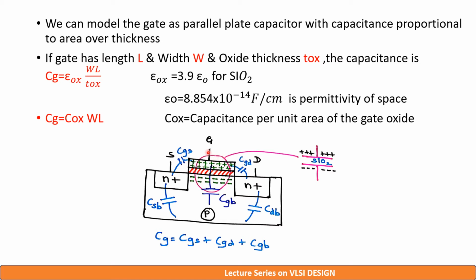If the gate has length L, width W and oxide thickness Tox, the capacitance is given by Eox into WL by Tox, where Eox is the permittivity, that is 8.854 into 10 raised to minus 14 Farad per centimeter. Eox by Tox is the oxide capacitance Cox, therefore gate capacitance can be written as Cox WL.